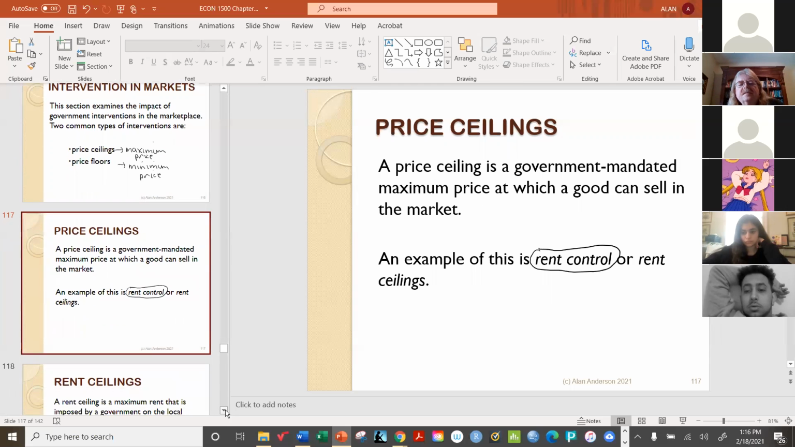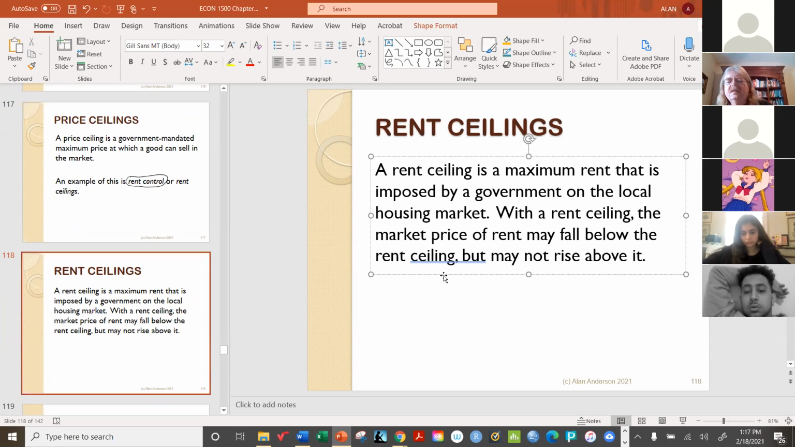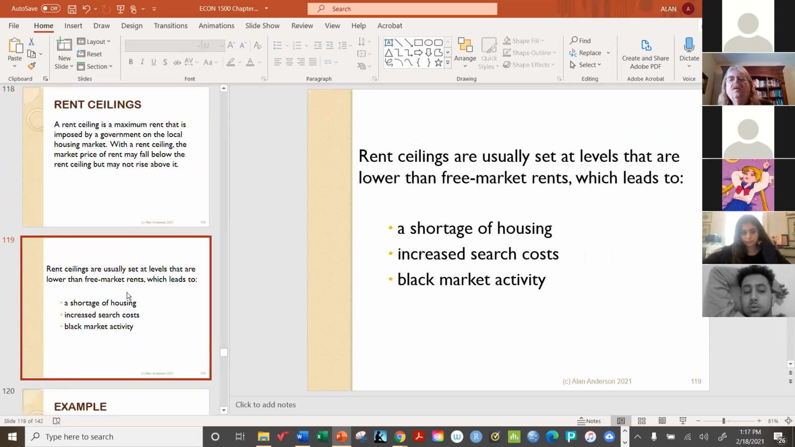So here's what happens. It's a maximum rent imposed by a government on the housing market. The price can be less than that amount, but not above it. All right, so let's see what that does. Well, here's all the fun outcomes of this. We have a shortage of housing, we have increased search costs, and we have what's called black market activity.